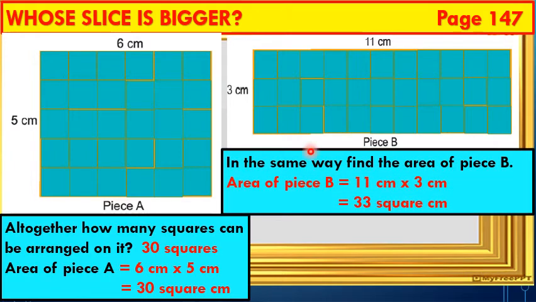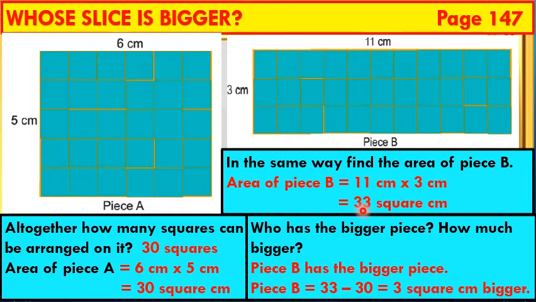So the area of piece B is 11 threes are, that is 33 square centimeters. That is area of rectangle of length 11 centimeters and breadth 3 centimeters is length multiplied by breadth. That is 11 multiplied by 3. It is 33 square centimeters.